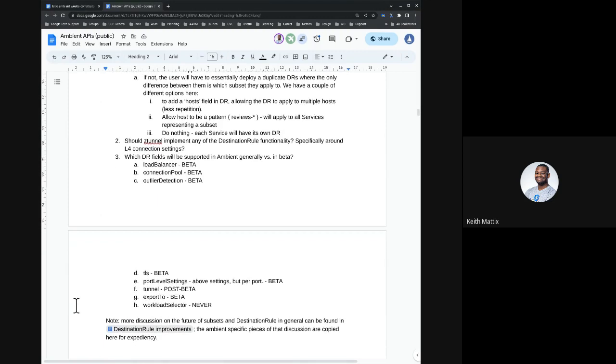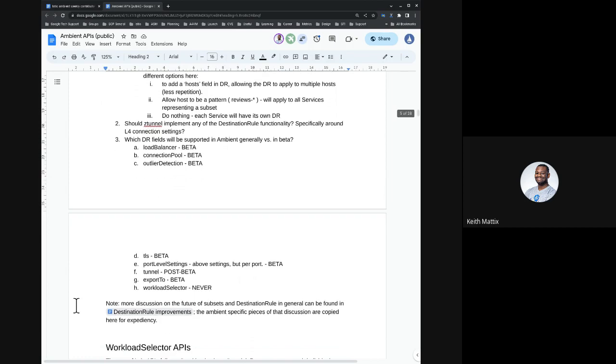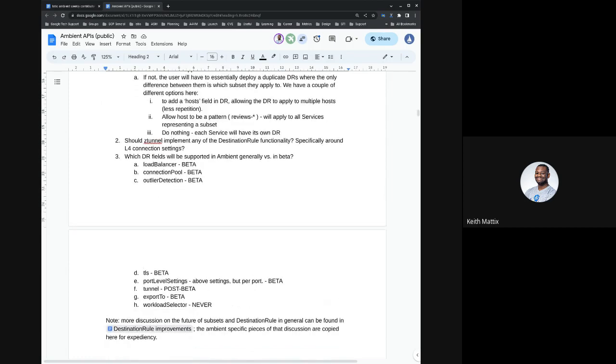Does anybody have any thoughts or comments on any of these questions? Because I think these are all the things standing in the way of destination rule in the ambient beta. I had a question. Most of those are L7 properties. When you say ambient, do you mean ztunnel L4 or waypoint L7? Are you thinking about ambient APIs for ztunnel or ambient APIs for waypoint?